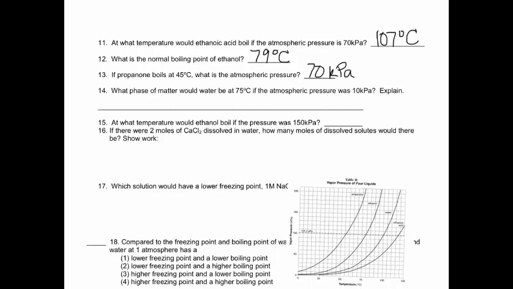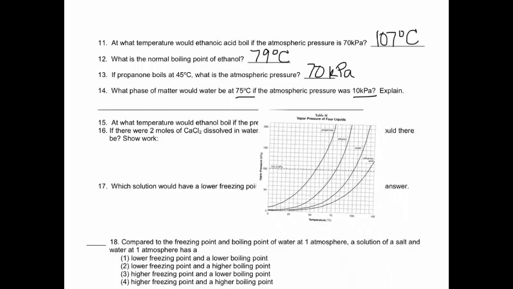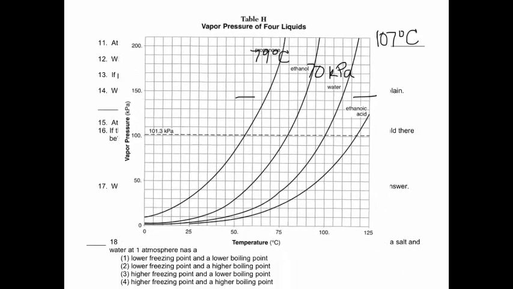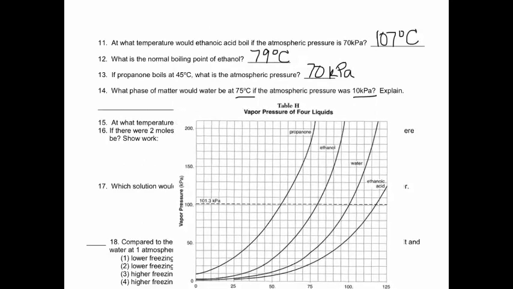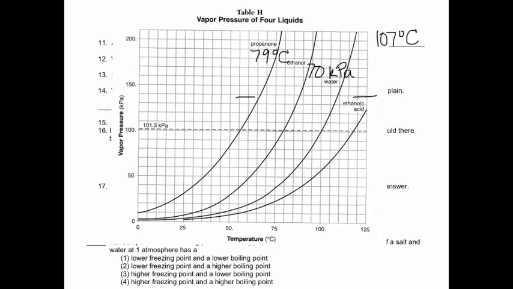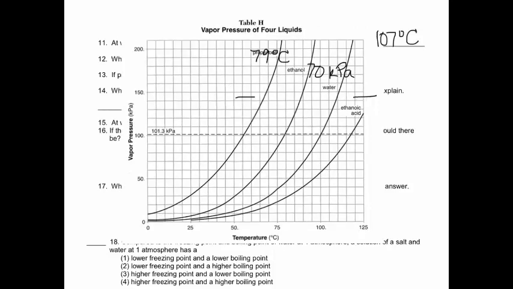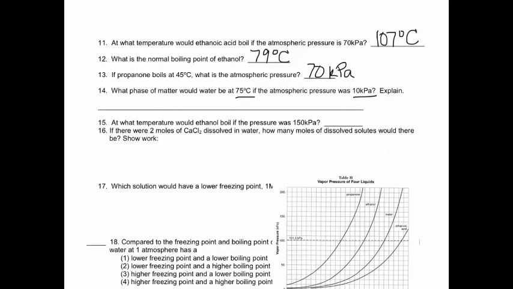Number 14, what phase of matter would water be at 75 degrees Celsius if the atmospheric pressure is 10 kilopascals? Recall that when the point is to the left of the boiling line, it's a liquid, and when it's to the right, it's a gas. So we're doing 75 degrees and 10 kilopascals. So here's 75 degrees. This is 10 kilopascals. That would be to the right of the boiling line for water, so that makes it a gas.